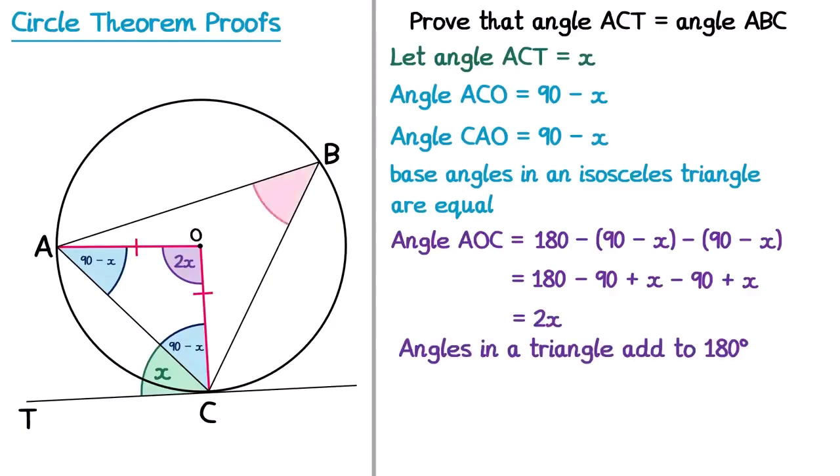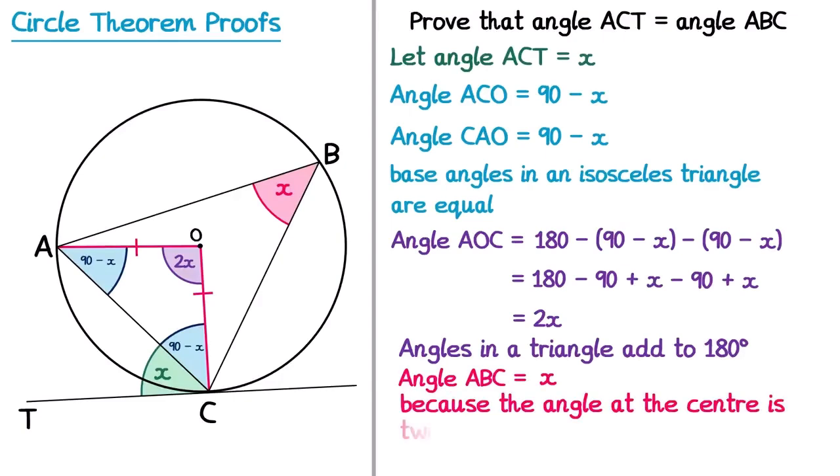Next we're going to look at this red angle here, angle ABC. This is the angle at the circumference, which must be half the angle at the centre. The angle at the centre is angle AOC, which is 2x, and half of 2x is 1x. So angle ABC is just equal to x. So let's put that on the diagram and give a reason. The angle at the centre is twice the angle at the circumference.